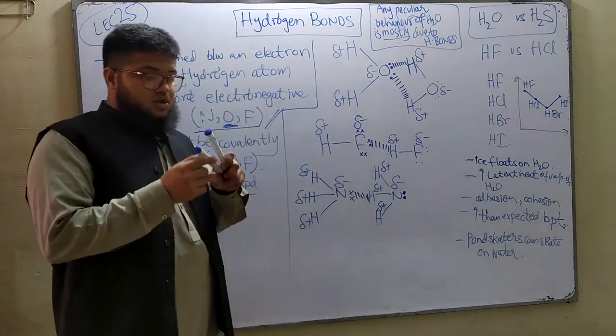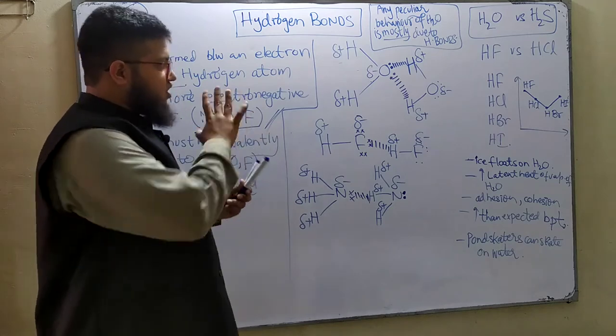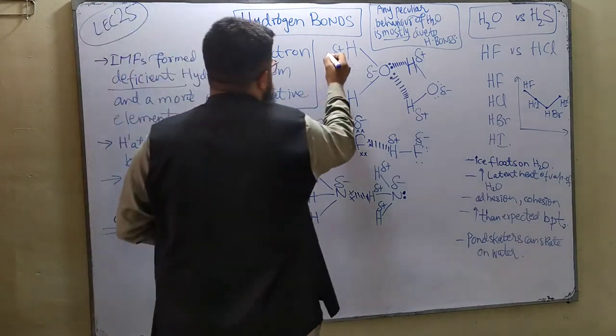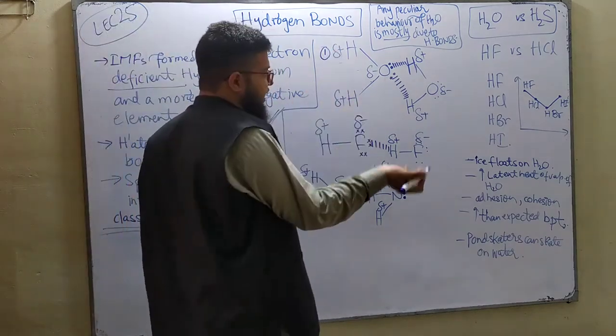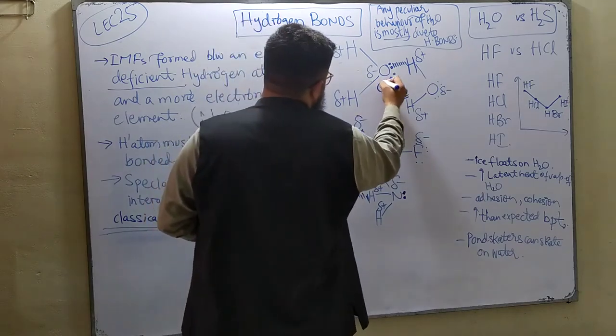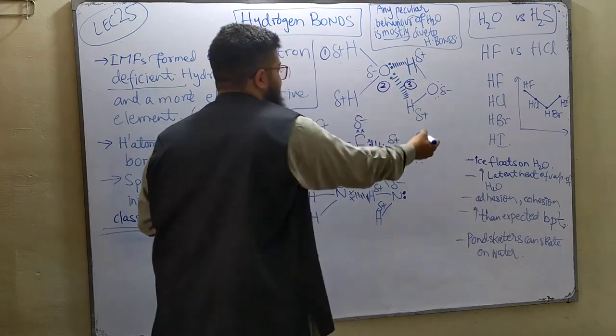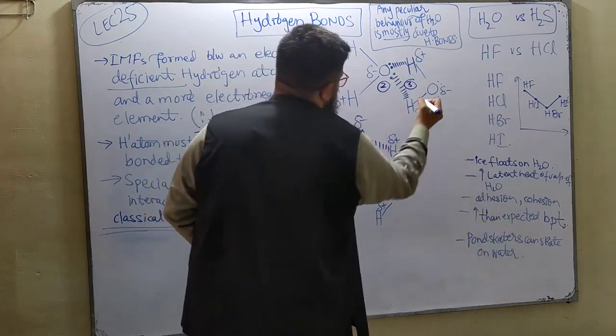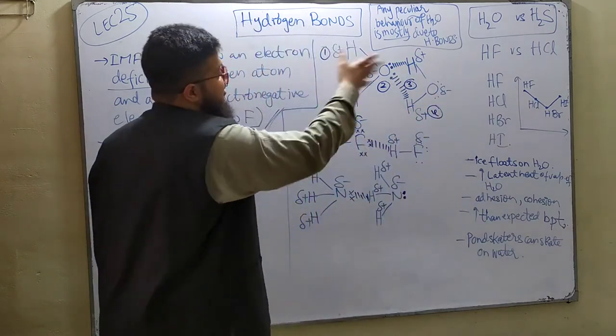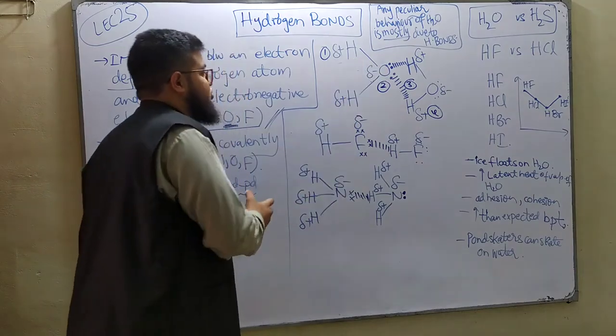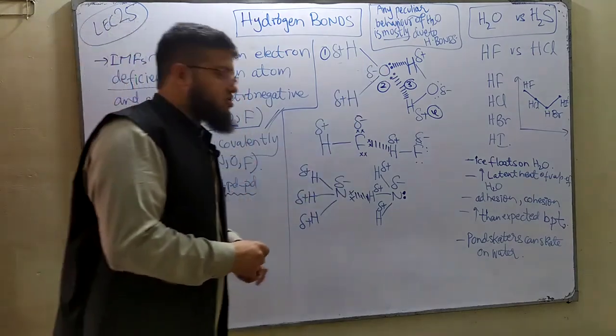Now what does the examiner mark you for in these diagrams? The first mark is for all these partial charges to be made correctly. The second mark is for starting out the bond from the lone pairs. The third mark is for making them dotted, and the fourth mark is for ending them correctly on hydrogen and not on some other element. So this is how you're going to make the hydrogen bonds.